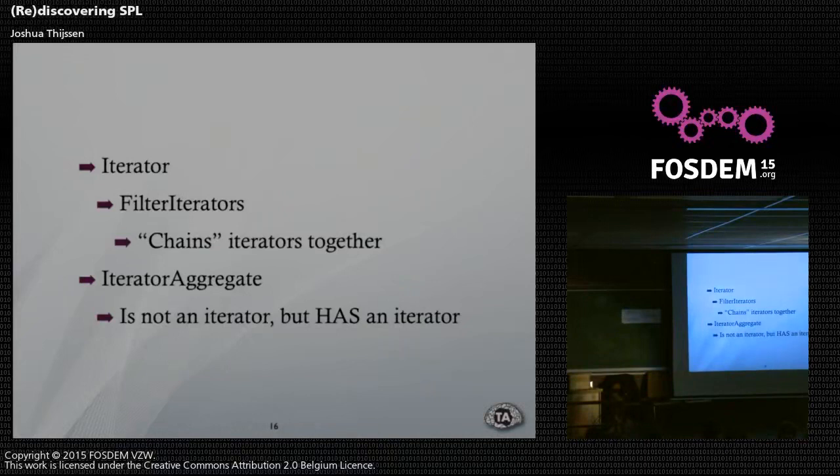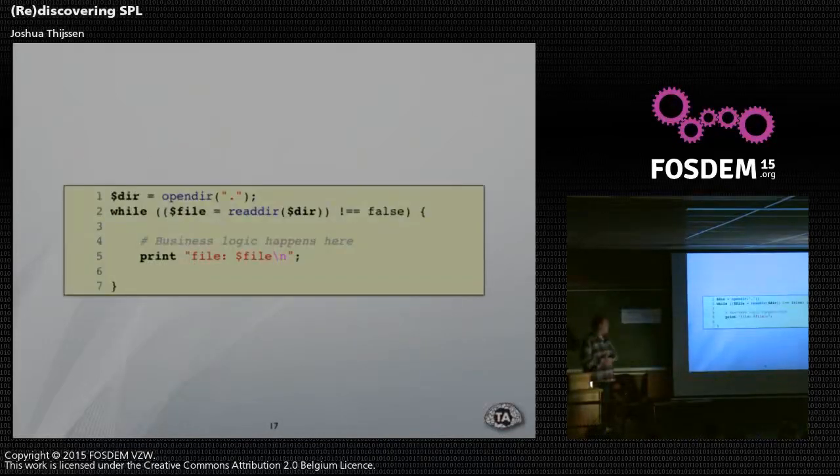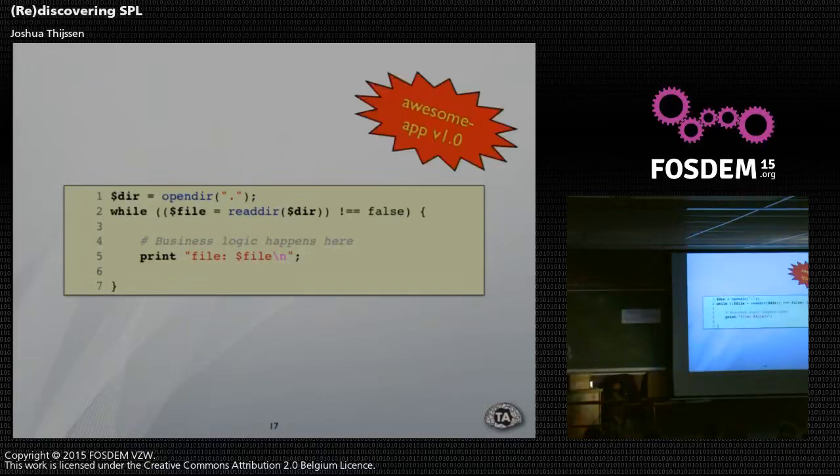Okay, as an example of how to use iterators, can anyone read this code? I think you all pretty much understand what this says. We open a directory, we read files from that directory, and we print every file in that directory, right? Everybody has probably written code like this. Suppose I have a new Silicon Valley startup. I have made this app, call it Awesome App 1.0. Perfect, I'm making millions out of this.